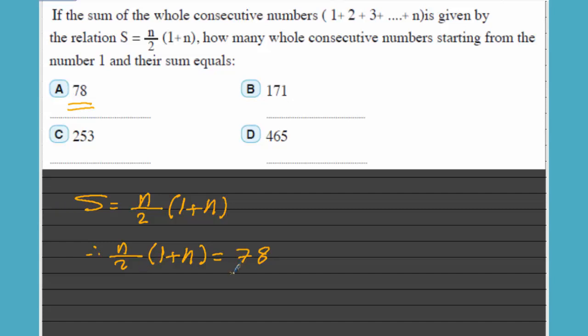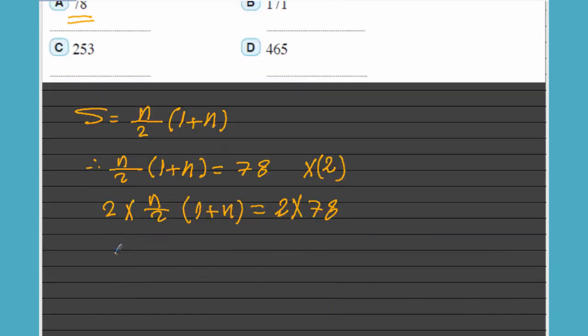How to solve it? I'll put it in the simplest form, in the form of a quadratic equation. So multiplying both sides by 2: 2 × n/2 × (1 + n) equals 2 × 78. You have to multiply both sides. So 2 × n/2 equals n, and we have to multiply 78.